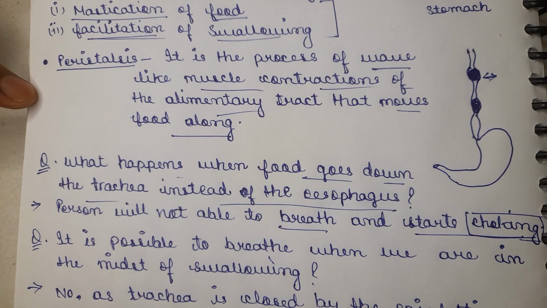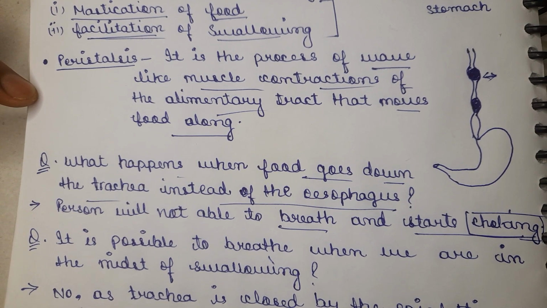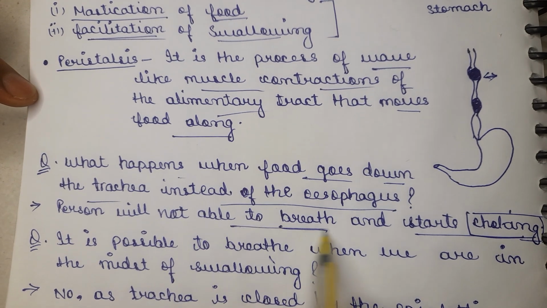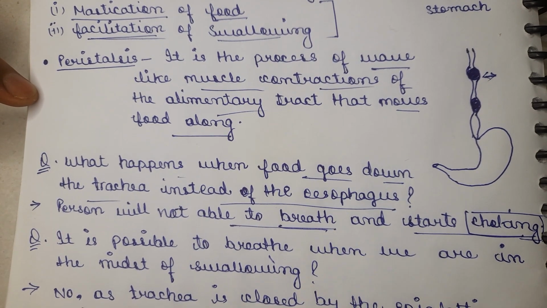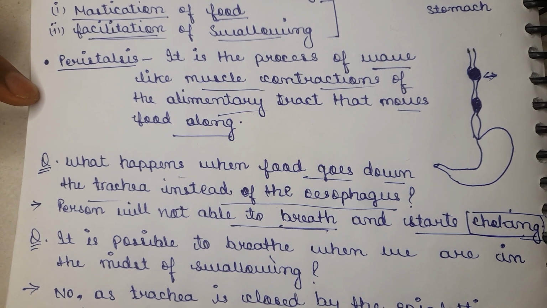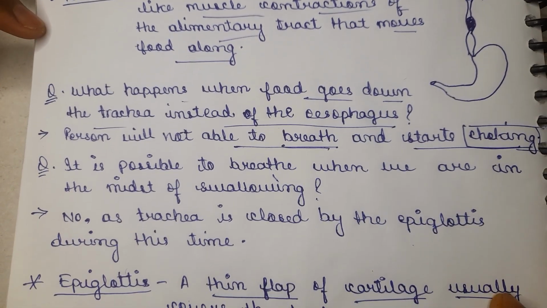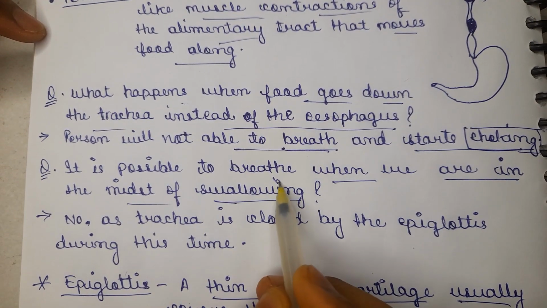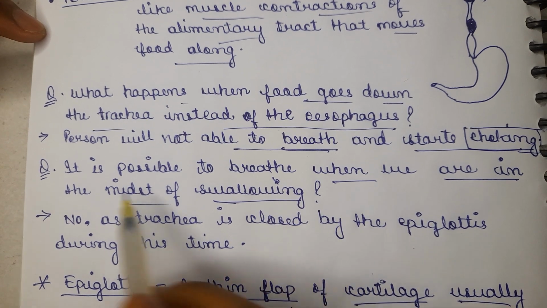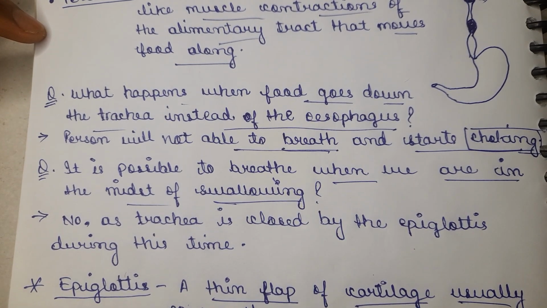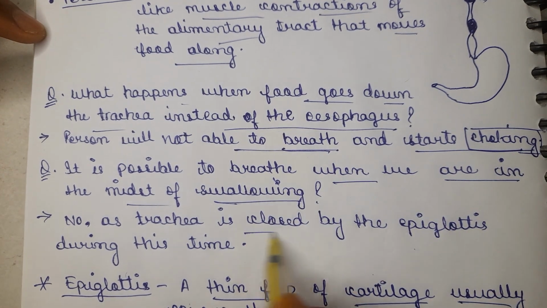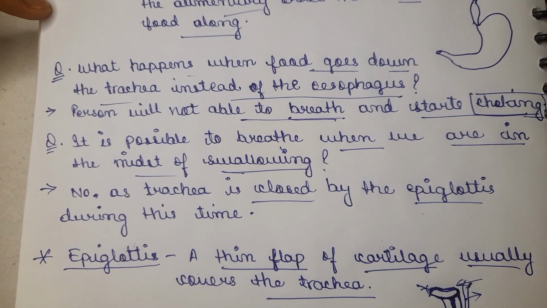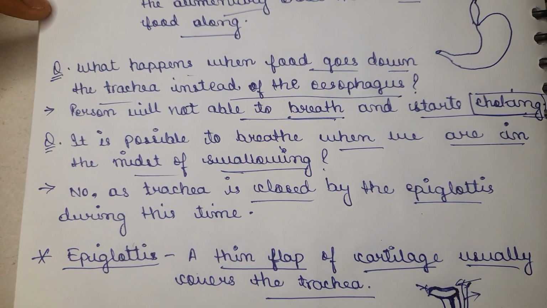So this was the answer to the question of what happens when the food goes down through the trachea instead of the esophagus. The answer is simple: the person will not be able to breathe, and if the person is not able to breathe, then it may lead to death. The next question is, is it possible to breathe when we are in the midst of swallowing? That means when we are swallowing the food, is it possible to breathe? The answer is no, we won't be able to breathe, as the trachea is shut off, that is closed by the epiglottis during the time of swallowing.